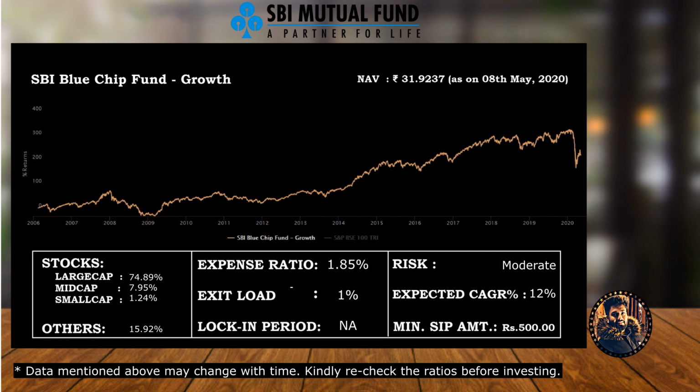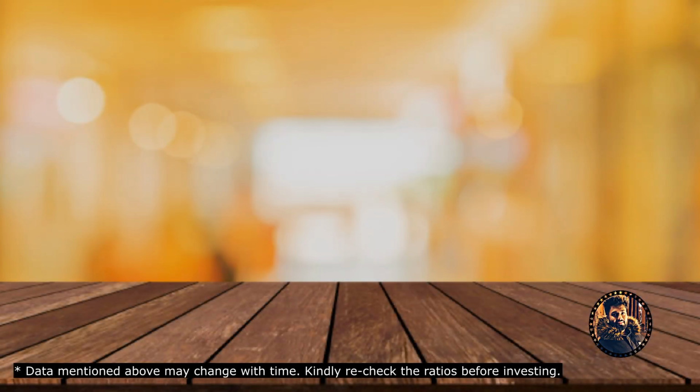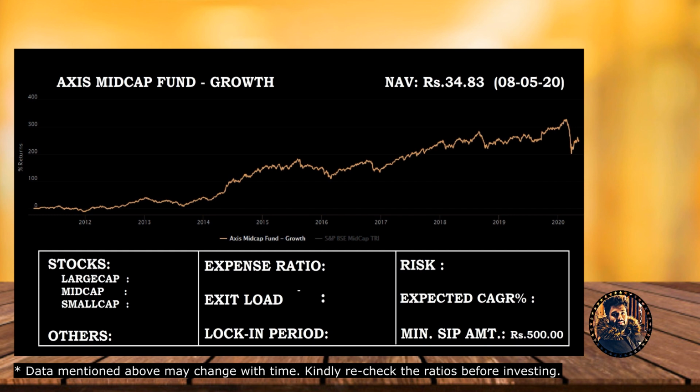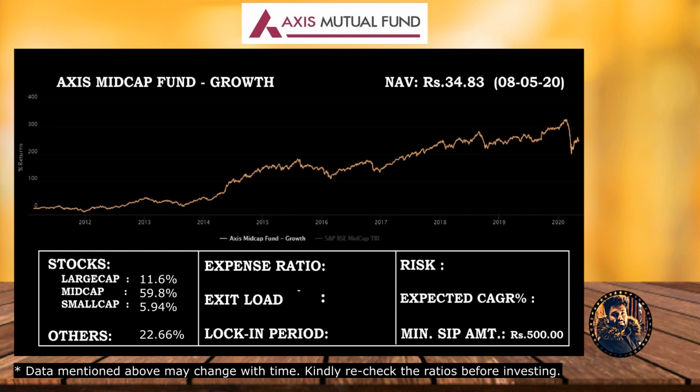Now let's move to the second category, which is mid-cap funds. And as the name suggests, these funds mainly invest in the mid-cap companies. And Axis Mid-Cap Fund is one of the better funds in this category. This fund has allocated 83.32% in equities, out of which 11.6% is in the large cap, 59.8% is in the mid cap, and 5.94% is in the small caps.